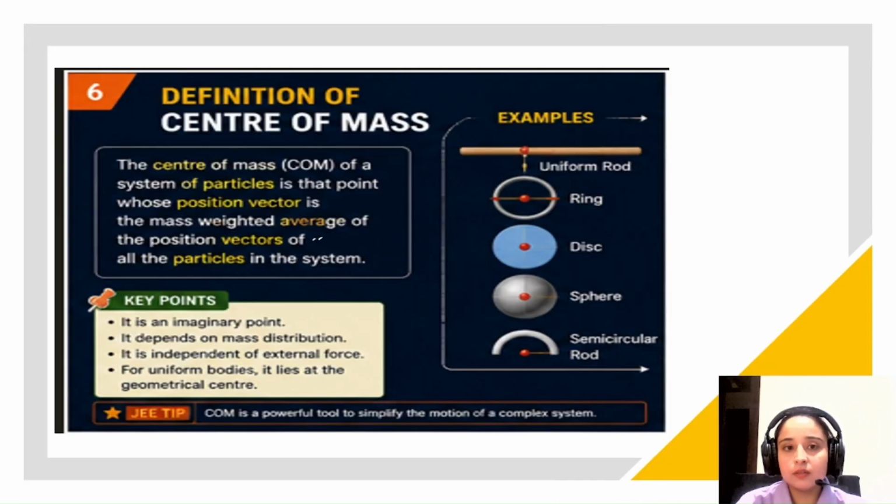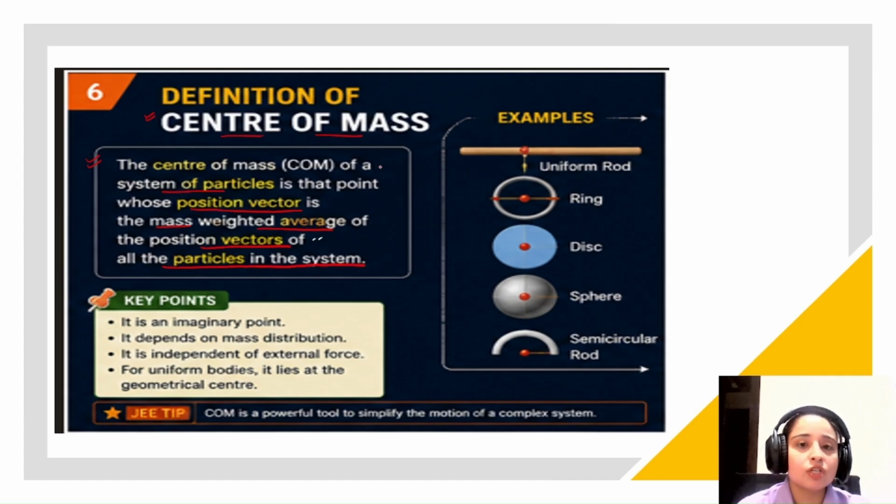Another thing is the definition of the center of mass. I hope up to this point everything is clear, so we can move to the definition of center of mass, which I have already told you many times. It's basically the point where the whole mass of the body is supposed to be concentrated. Mathematically, the center of mass of a system of particles is a point whose position vector is the mass weighted average of the position vectors of all the particles in the system.